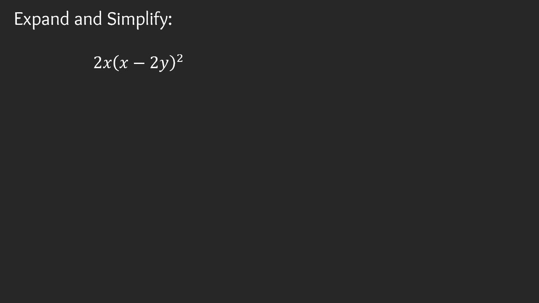So let's take a look at a scenario where we've been asked to expand and simplify something like this, where we have a binomial squared. So that's going to create a perfect square trinomial. And then we have an item out in front, which I call a coefficient. It's not necessarily a coefficient, but it kind of acts like a coefficient for this bracket, just like the number 3 acts like a coefficient for x.